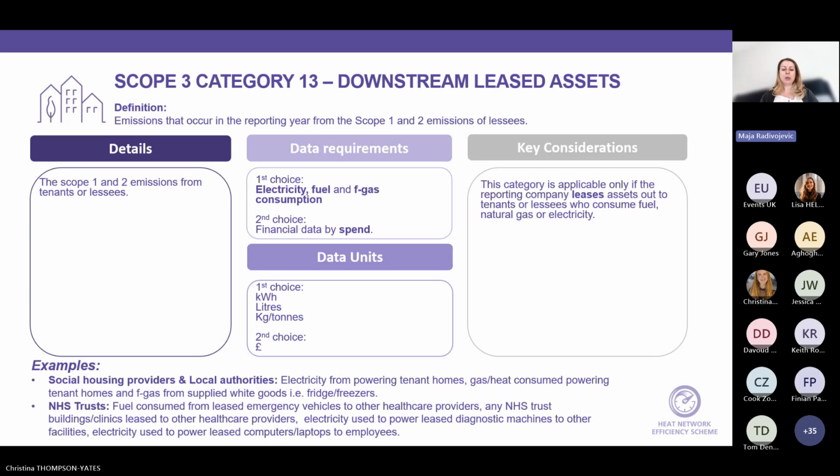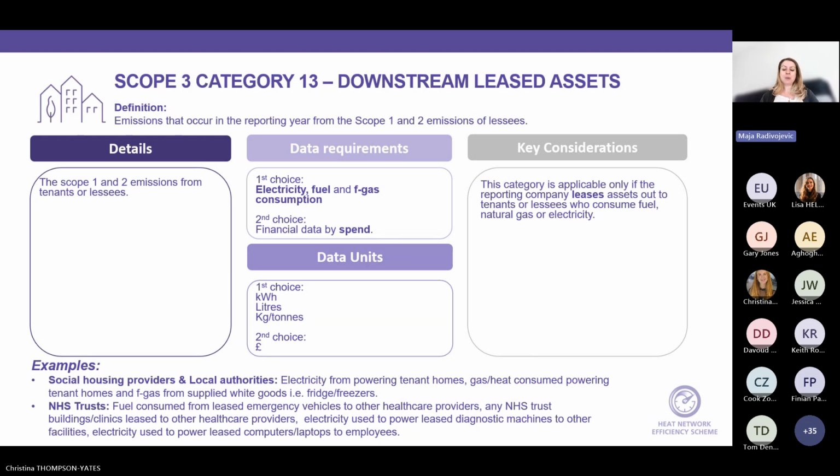Then we move on to category 13, downstream leased assets. These emissions occur from leased assets during the reporting year, specifically Scope 1 and Scope 2 emissions from those leased assets. So the data requirements are again focused on electricity, fuel, and natural gas consumption. This category is only relevant if your organization leases assets out to tenants who then consume electricity, gas, or fuel, which will then be your emissions as well.